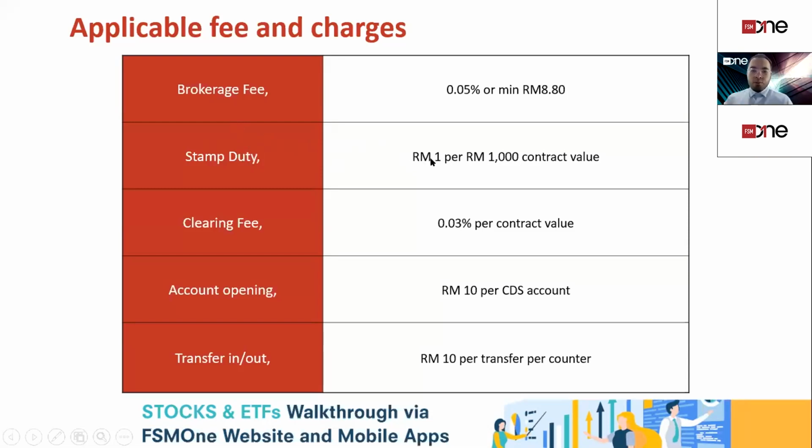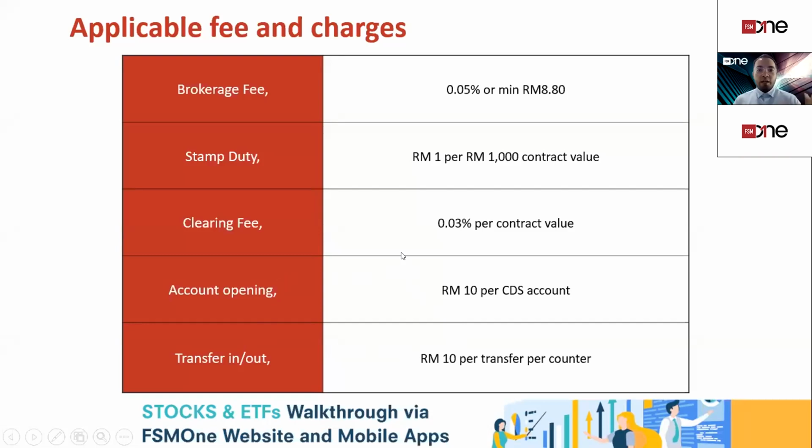All right, 1 ringgit per 1,000 contract value means if you place an order, let's say 1,500, your stamp duty will be 2 ringgit. But if you place 3,000, it will be 3 ringgit. Okay, 1 ringgit per 1,000 contract value. Clearing fee 0.03% per contract value. Account opening, which is the CDS account opening, 10 ringgit per CDS account. And transfer in and transfer out, we will charge 10 ringgit per transfer for each of the counters.